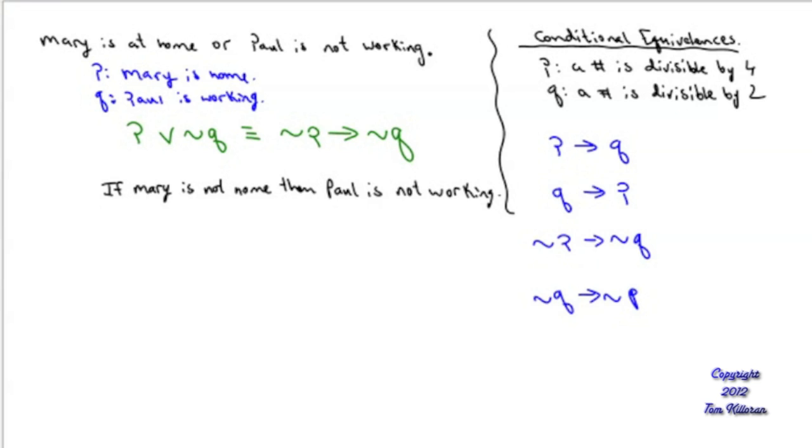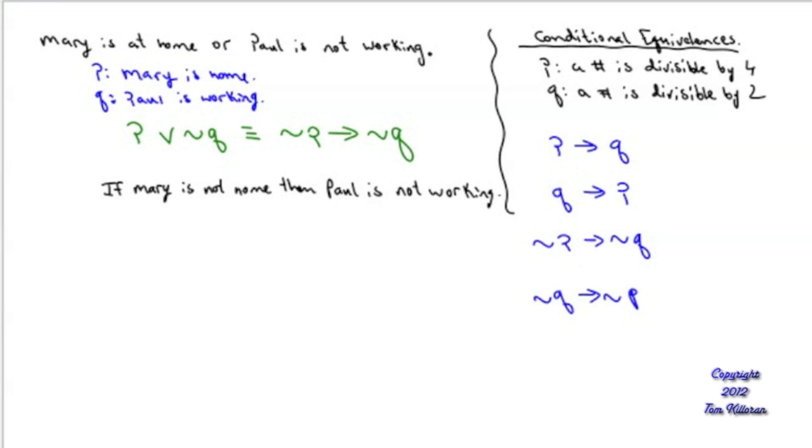These are the conditional equivalences. Now, they're not all equivalent to each other, but there are pairs that are equivalent within this. If P, then Q. If Q, then P. If not P, then not Q. If not Q, then not P. I'll say it in English in a second with divisible by 4, divisible by 2. Where do they come from? That's all the possible conditionals I can come up with with P and Q. But I'm not mixing and matching them. They're either both positive or both negative.